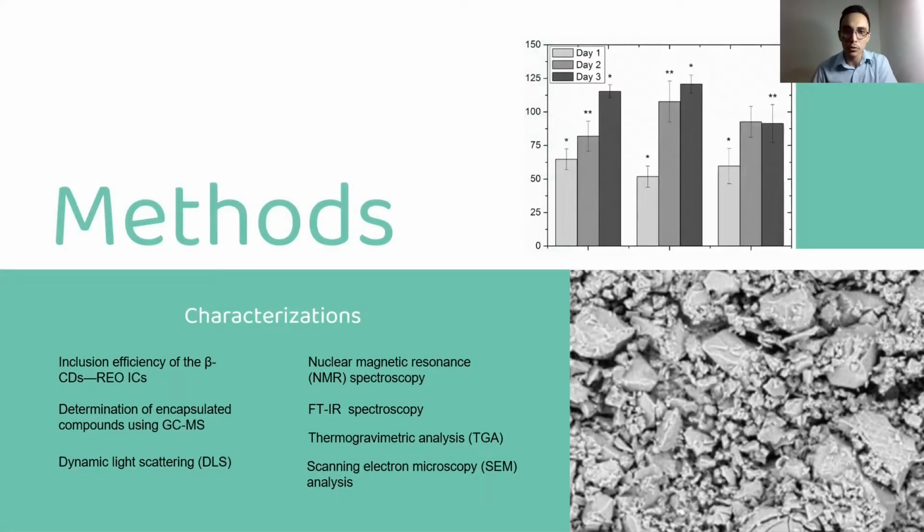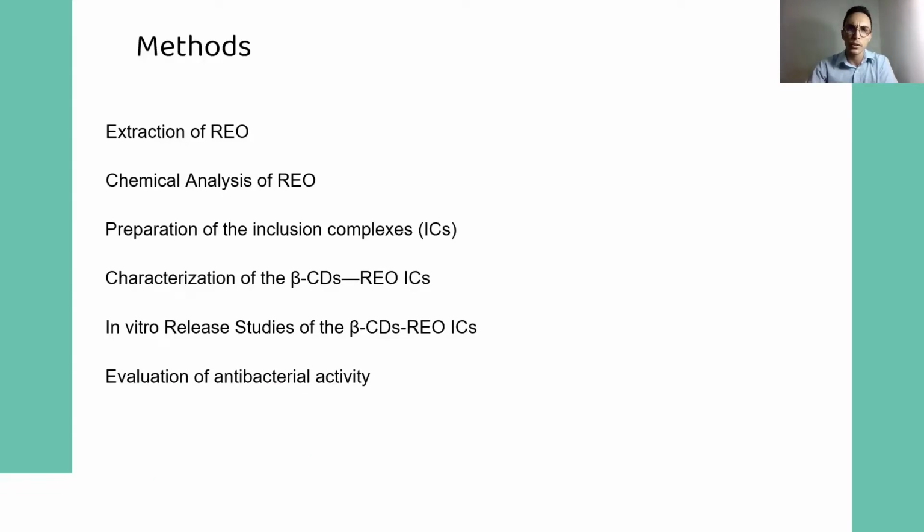Now we're going to go to the methods. How was the work made? What were the methods used in this article? There are going to be five kinds of methods that were used. The first is the extraction of the essential oil, the rosemary essential oil.